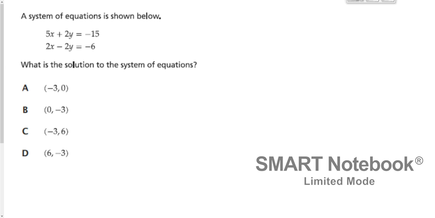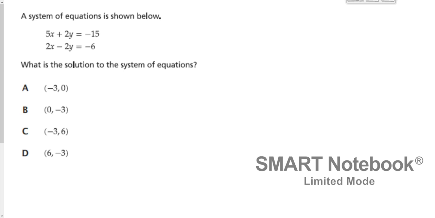You could do substitution, but they're not in the correct format for that. We don't really have enough information to do substitution the way they're given to you right now. So my first instinct is that we can solve this using elimination. Remember, elimination is when you add the two equations together so that one of the variables will cancel out.